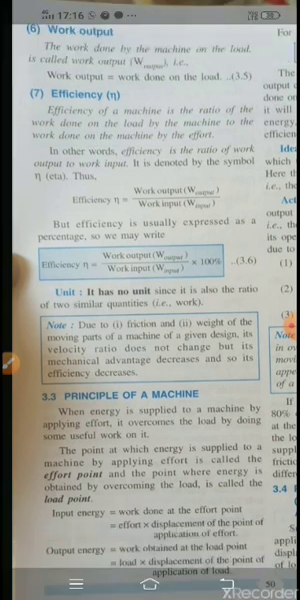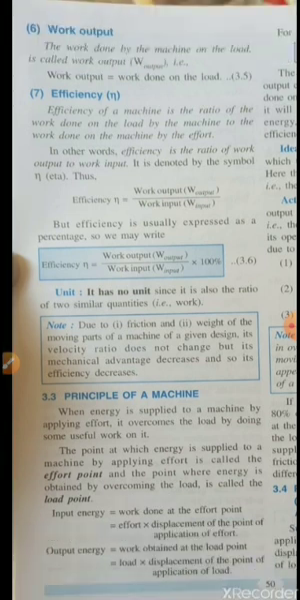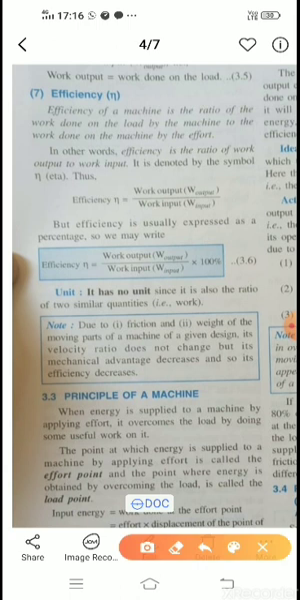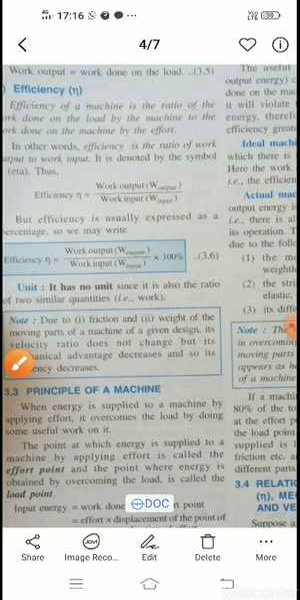Again, your efficiency does not have any unit. Okay, remember, it does not have any unit. Listen, work done and again work done, same units, they will cancel out. Therefore, it does not have any units. So till this, I think you people are clear.